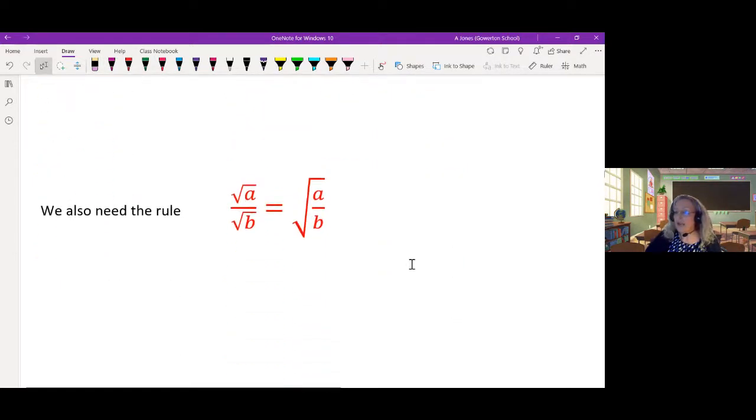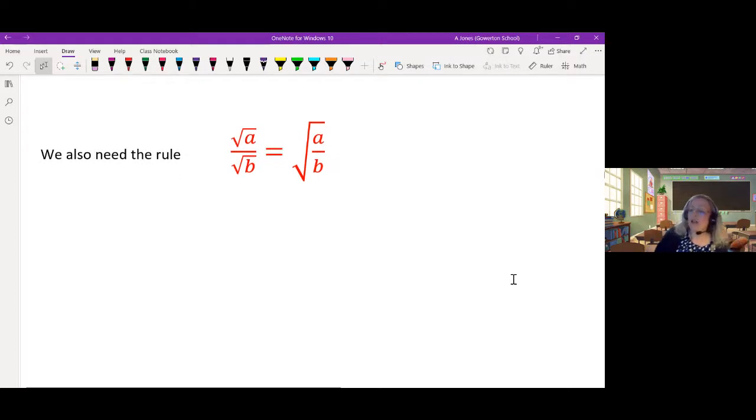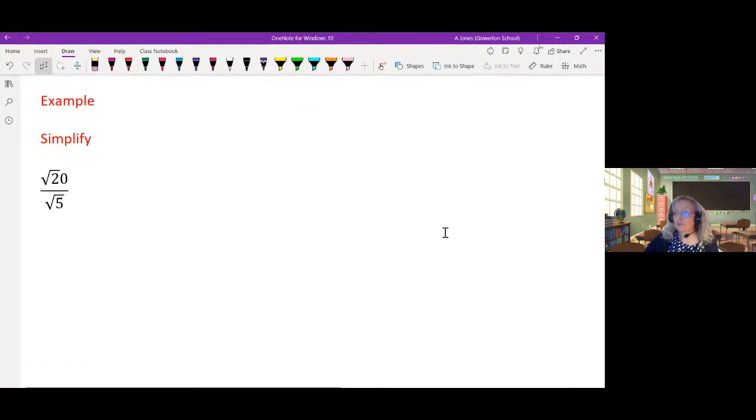Okay. So the next rule that we're going to have a look at is the rule that the root of a divided by the root of b is equal to the root of a divided by b. So we can separate these out. We can start with 2 of them and put it back into 1, or we can have 1 and put it back into 2. And we're going to have a quick look at how those work.